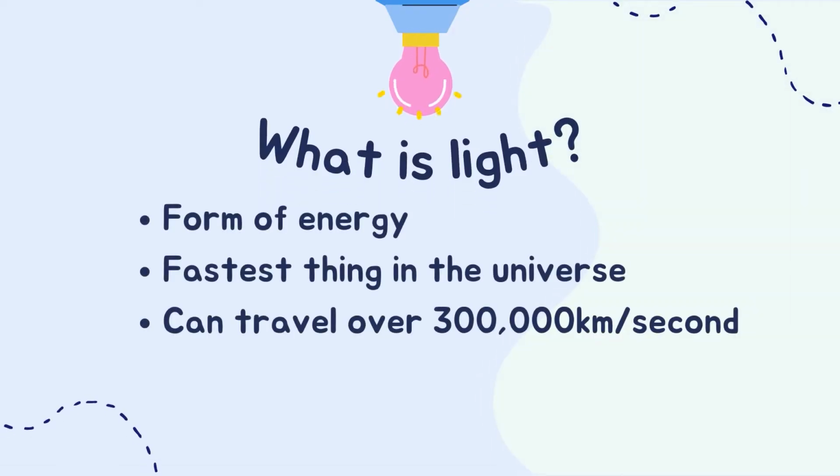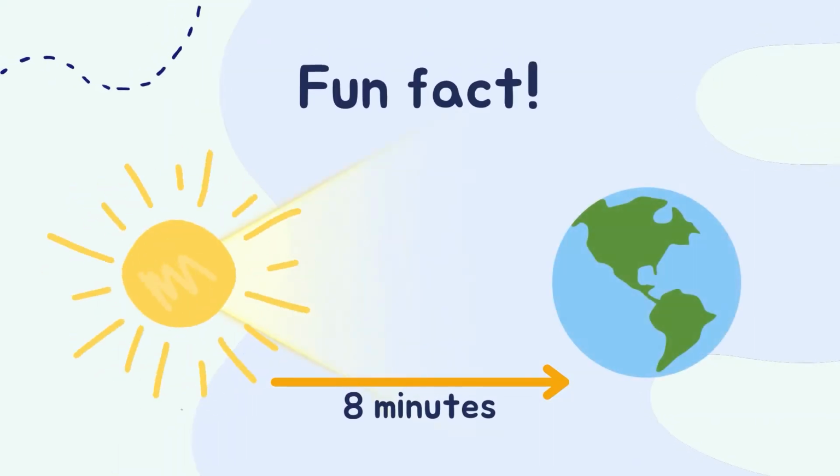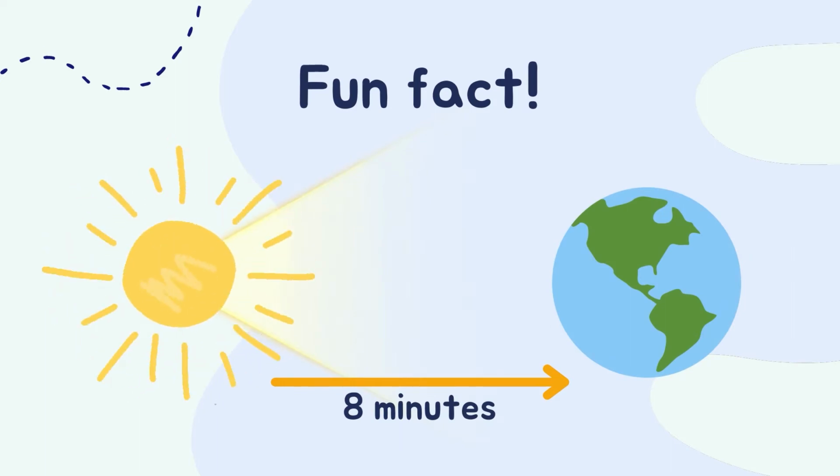What is light? Light is a form of energy. It is the fastest thing in the universe. Light can travel over 300,000 kilometers a second. Fun fact, it only takes 8 minutes for light to reach the Earth from the Sun. This beats any spaceships out there.